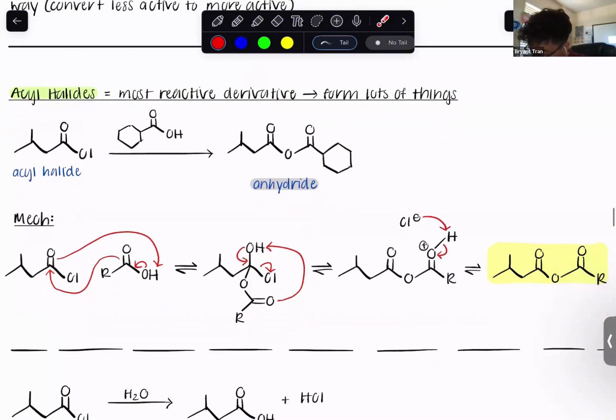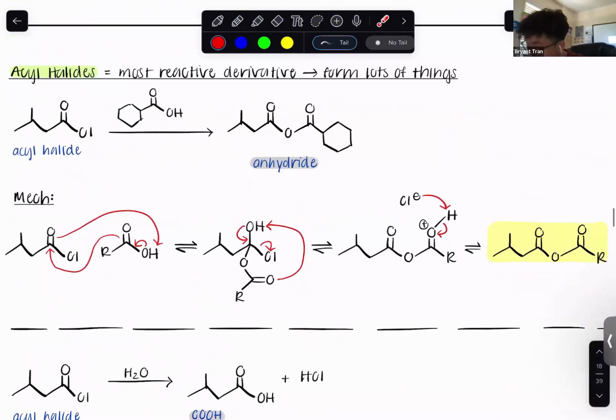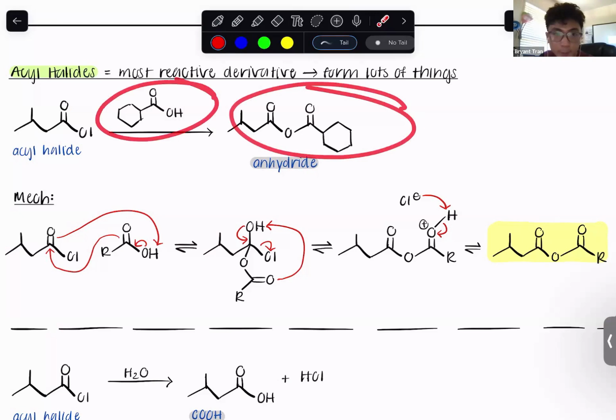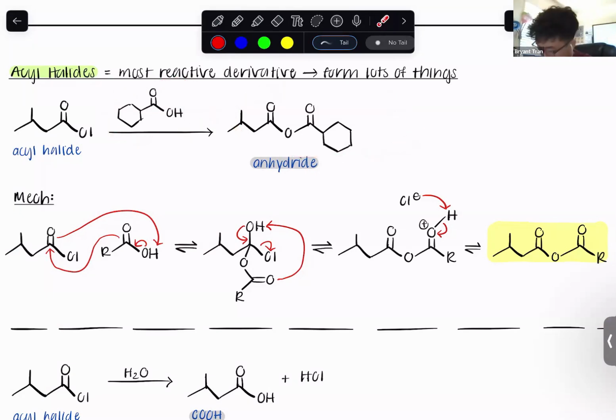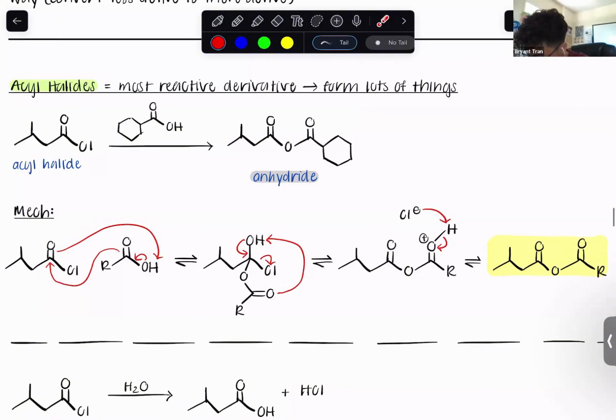They're able to form this anhydride here using this carboxylic acid. And the mechanism here is going to be really tricky, right?